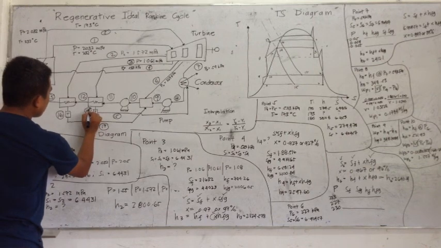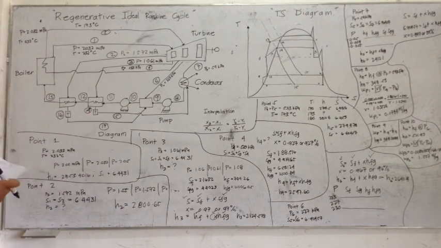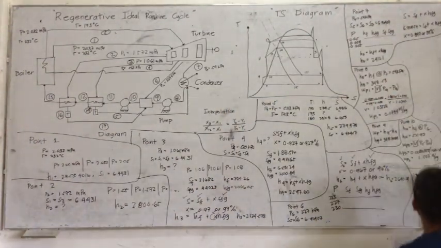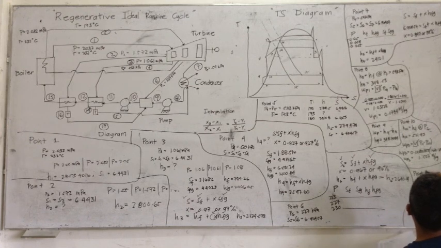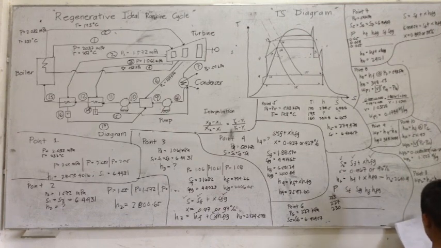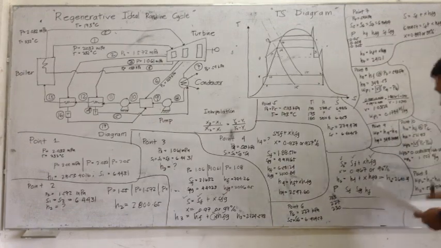So here, we can locate our point 11. The work of pump 2 equals H11 minus H10, and H11 is equal to 523.4374. So now we are finished with point 11.